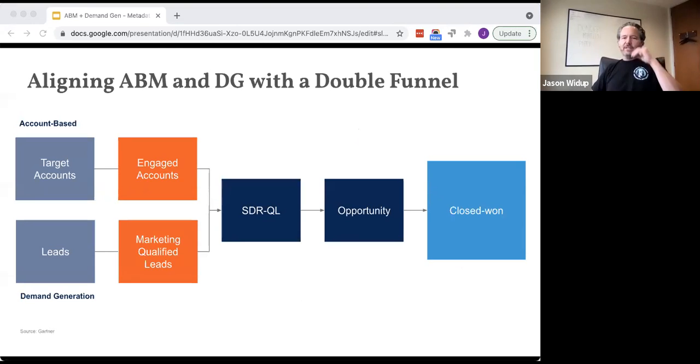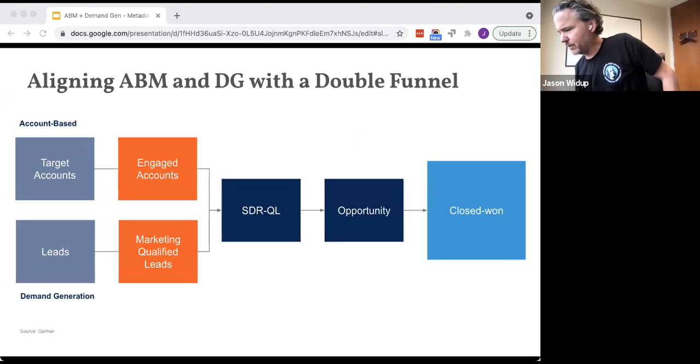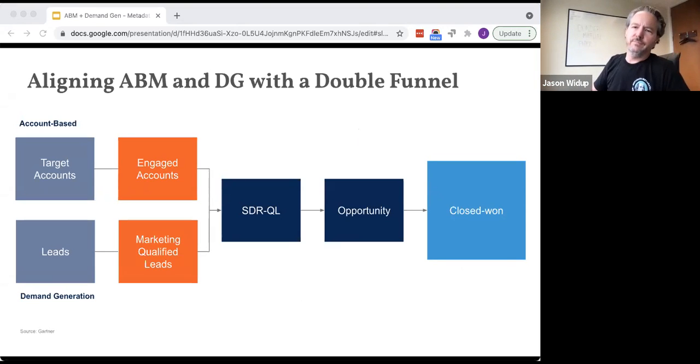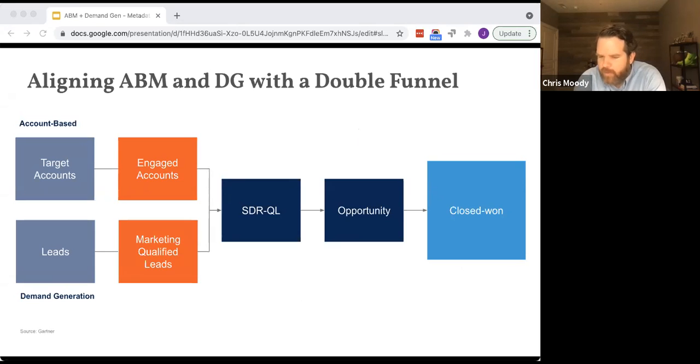So let's talk about how this fits then into the double funnel, which TOPO, now Gartner, came up with. I don't know how long ago was it, Chris? A year and a half ago, 2 years ago? Yeah, it's all a blur. That's probably right. Let's say a year and a half. We'll go with that. Nice.